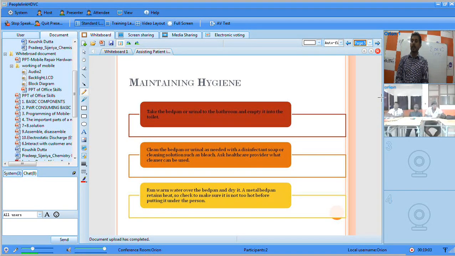If there is any lack of these materials for the cleanliness of the urinals or the bedpan, you need to ask the healthcare provider to make sure the proper requirements are being provided by them, so that you can maintain hygiene.